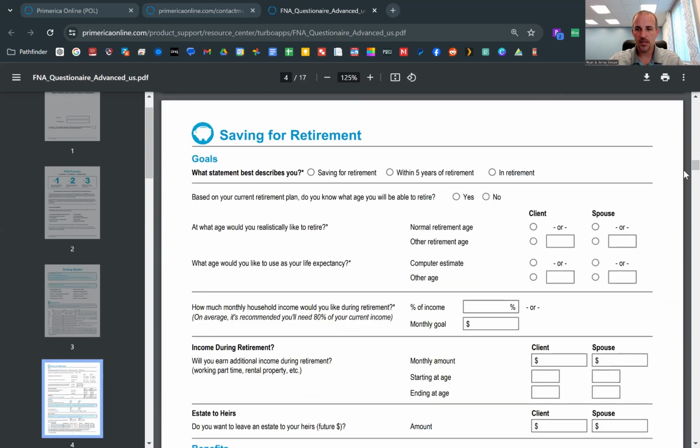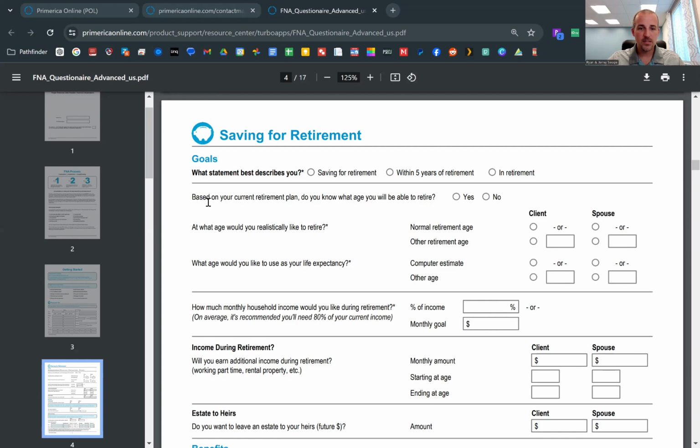So scrolling down here, we're going to actually get started into the finances now. Saving for retirement. The beautiful thing about this FNA input sheet, the physical one or the one here that you can download and print out, is that it's going to have questions here. Again, I make this stuff my own. I don't read it off like a robot.